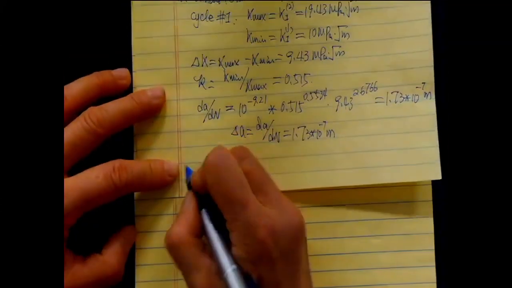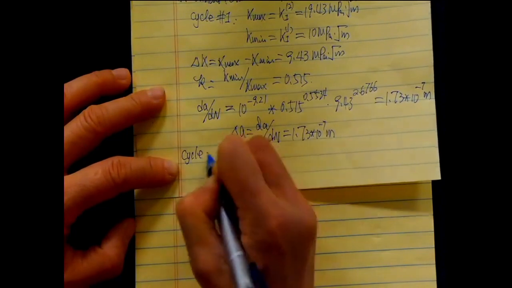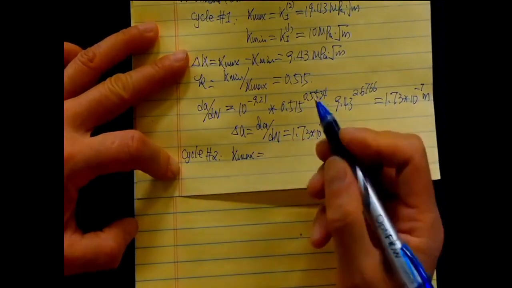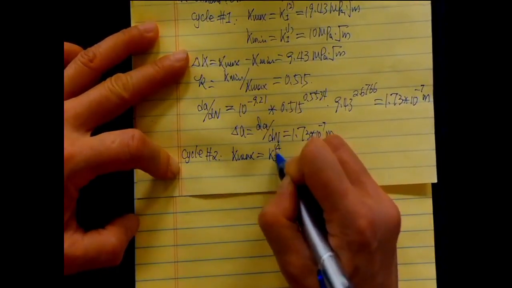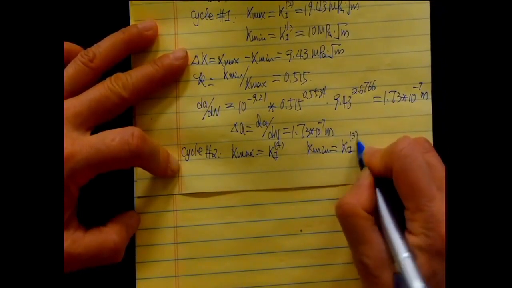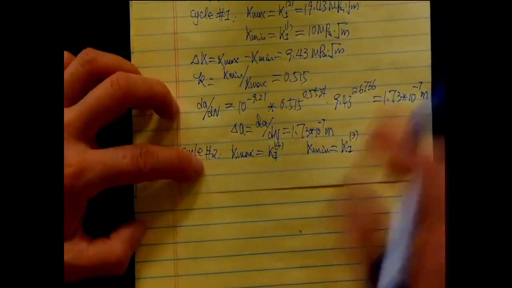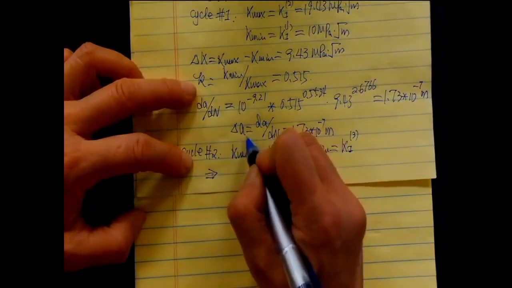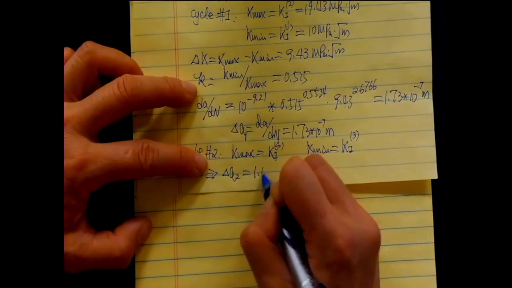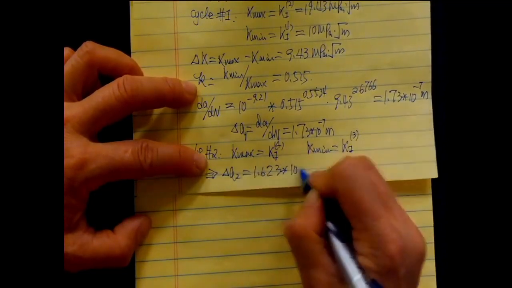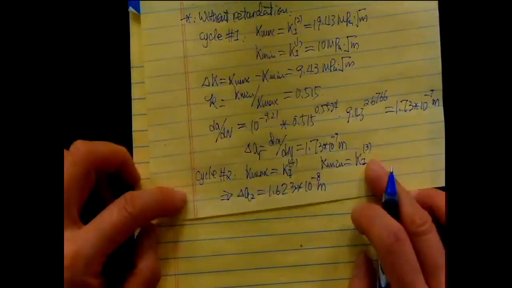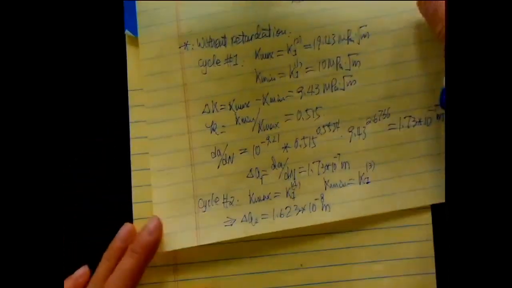And for cycle two, it is the same thing except your K max now is equal to K14 and the K min is equal to K13. If you plug in all these numbers, this is what I call delta A1, and delta A2 is smaller because of the lower load.